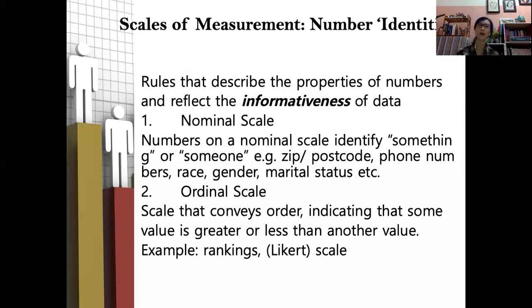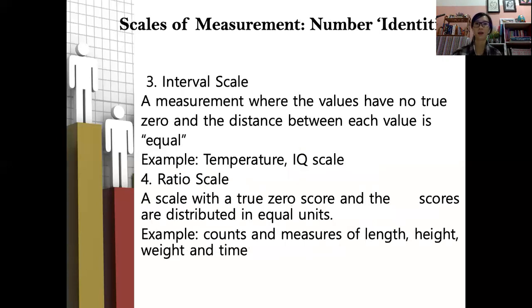And then the second one is what we call the ordinal scale. Ordinal scale is the scale that conveys order. Another name for ordinal scale is ranked scale. When you have a rank or when you have an order, it means that the value of something is greater or less than another value.